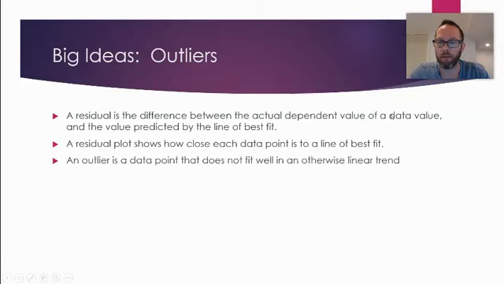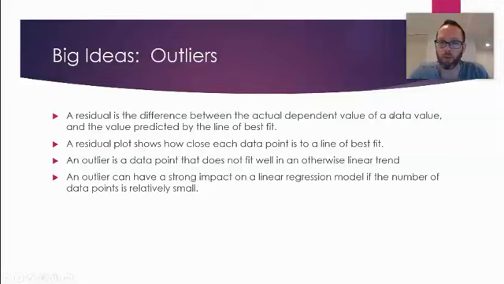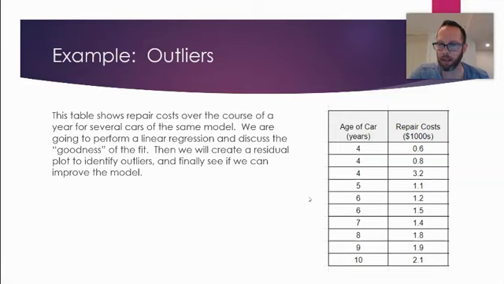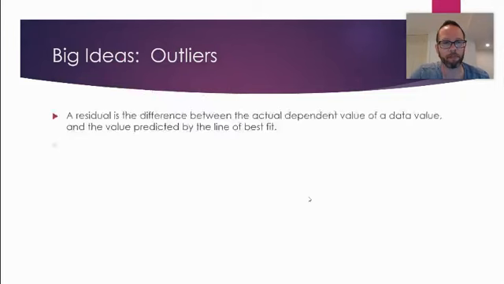An outlier is a point that doesn't fit well in an otherwise linear trend, and often a residual plot is a good way to identify outliers. Something we already know, because we did an outlier example earlier, just not one dynamically: an outlier can have a strong impact on a linear regression model if the number of data points is relatively small, which it was in this case because there were only 10 data values. So an outlier is really going to show up. But that same outlier with hundreds or thousands of data values might not affect the model the same way. Removing it might not make such a big difference.